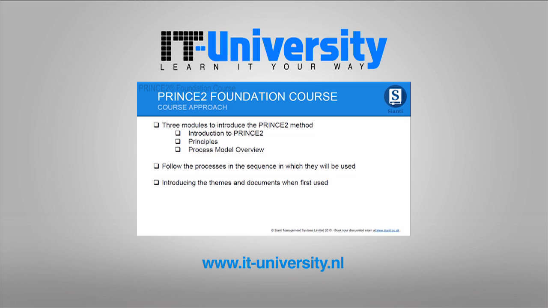The way we've put the course together, and the sequence I suggest that you do the material in, is firstly there's 3 modules by way of introduction. That is an introduction to Prince that covers some of the basic terminology and concepts in the method, a discussion of the 7 principles that underline the Prince method, and an overview of the process model, a very high level view of the 7 processes.